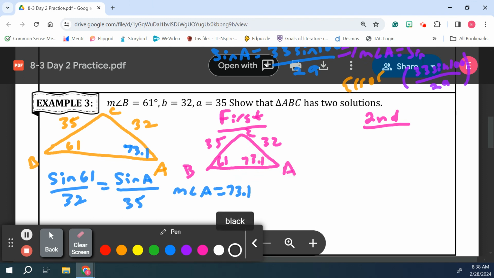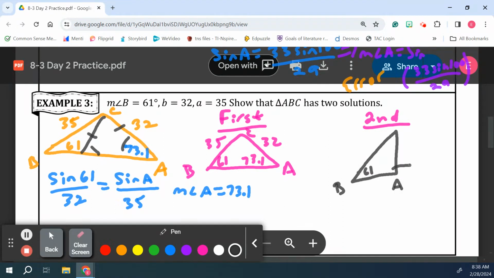The second solution triangle is when we're doing this isosceles stuff. Okay? So here's that smaller triangle-ish. B will still be the same, but we're going to have to solve for A, which is going to be 180 minus 73.1 because this angle right here is supplementary to this angle. So someone tell me what's 180 minus 73.1.